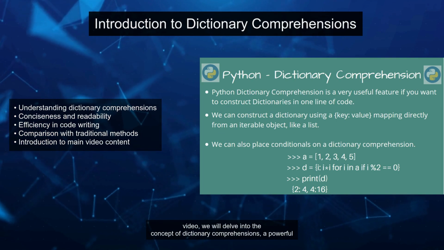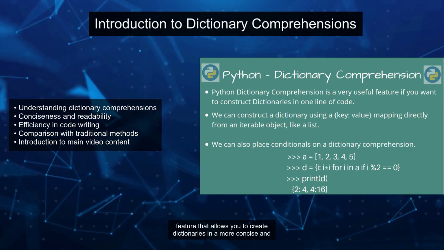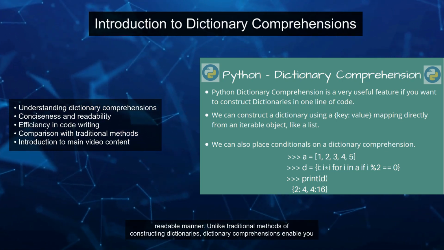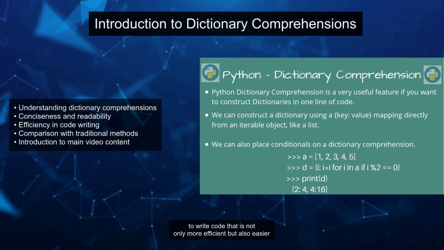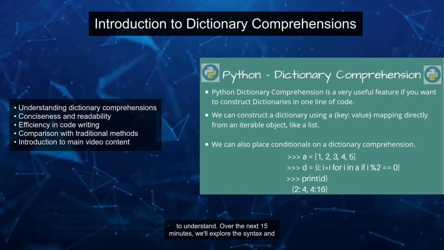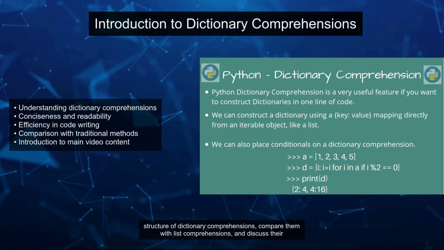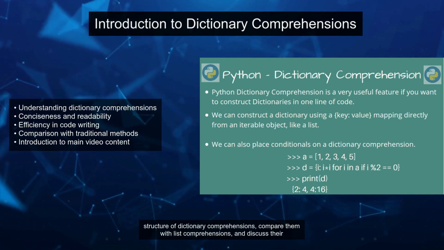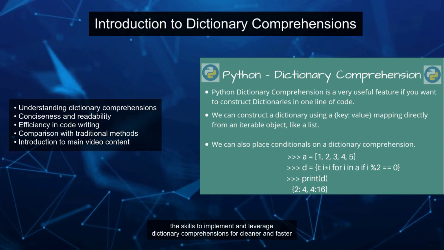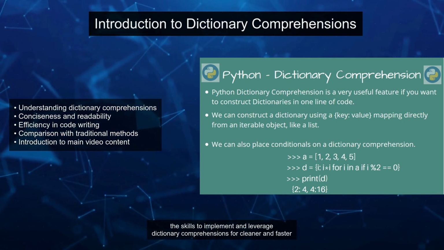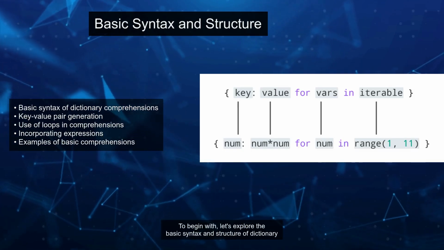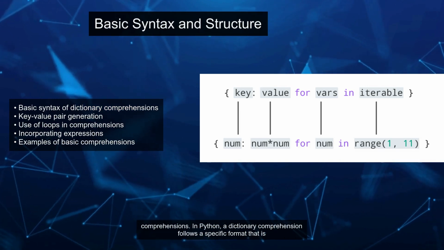In this video, we will delve into the concept of dictionary comprehensions, a powerful feature that allows you to create dictionaries in a more concise and readable manner. Unlike traditional methods of constructing dictionaries, dictionary comprehensions enable you to write code that is not only more efficient but also easier to understand. Over the next 15 minutes, we'll explore the syntax and structure of dictionary comprehensions, compare them with list comprehensions, and discuss their real-world applications. By the end of this video, you'll be equipped with the skills to implement and leverage dictionary comprehensions for cleaner and faster code. To begin with, let's explore the basic syntax and structure of dictionary comprehensions.